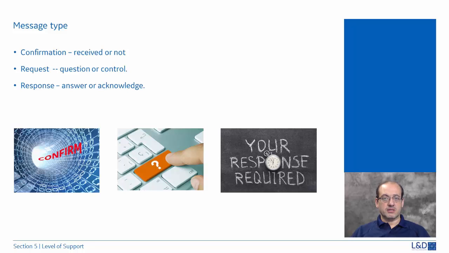Now that we understand the data that's being transmitted between two devices, what kind of messages can we transmit between the two devices? What's the classification of these messages? So in the standard, they say there are 3 types at this point. There's a confirmation message, a request, and a response.